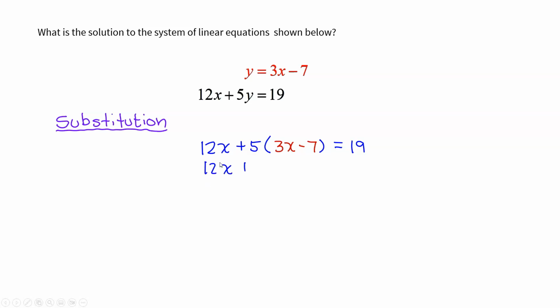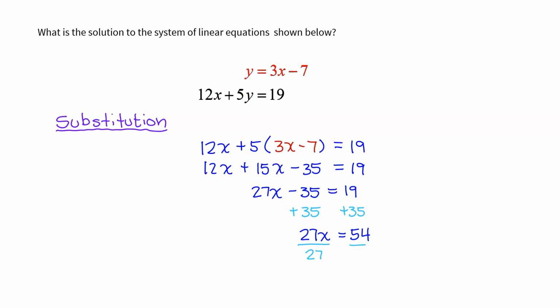Now what you have is a single equation that has only one variable involved. If you carry this out by simplifying the left-hand side, distributing and combining like terms, now you're going to isolate the x. You would add 35 to both sides, divide both sides by 27, and you get that x equals 2. Once you know what this value is, remember, you have to have both the x and the y for it to be the solution. You can go back to the first equation and substitute this 2 in for the x. So y equals 3 times 2 minus 7, which is 6 minus 7, or negative 1.